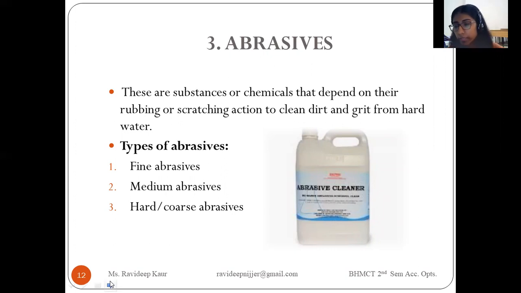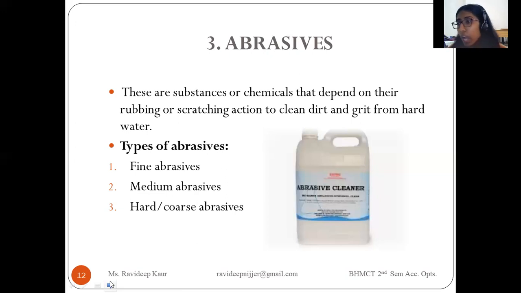So let me revise it once again. Abrasives are the substances or chemicals that we use with the help of rubbing and scratching action to clean the dirt and grit from hard surfaces. Then there are types of abrasives. First one is fine abrasive, then medium abrasive, and last you get hard or coarse abrasive. So these are the three kinds of abrasives.